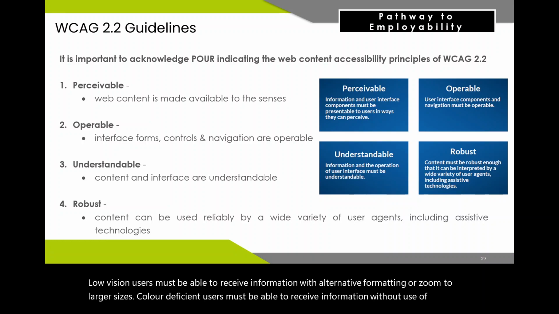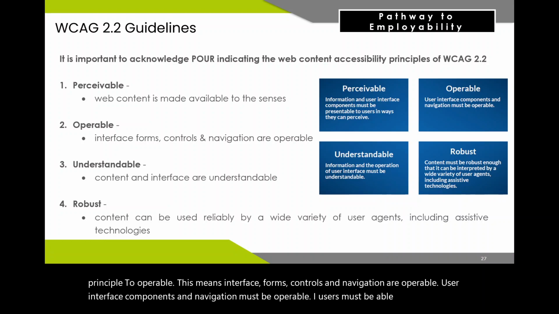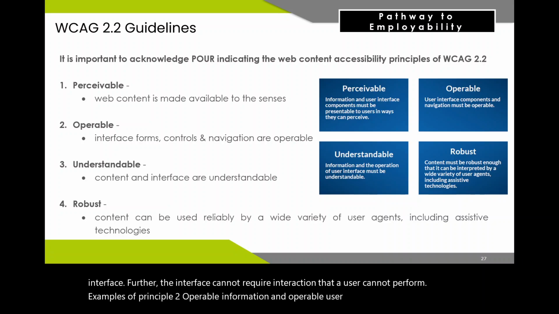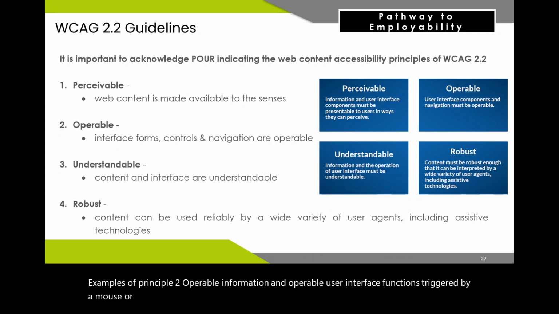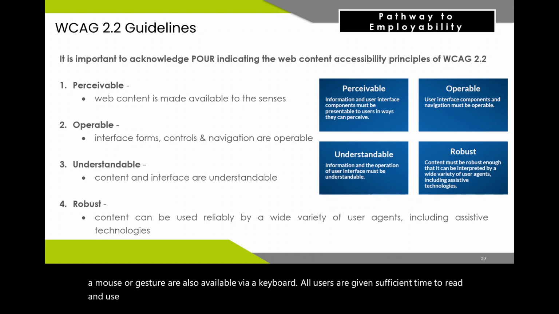Principle 2: Operable. This means interface forms, controls, and navigation are operable. User interface components and navigation must be operable, i.e., users must be able to operate the interface. Further, the interface cannot require interaction that a user cannot perform. Examples of Principle 2: Operable information and operable user interface. Functions triggered via mouse or gesture are also available via a keyboard. All users are given sufficient time to read and use content. Content does not induce seizures.